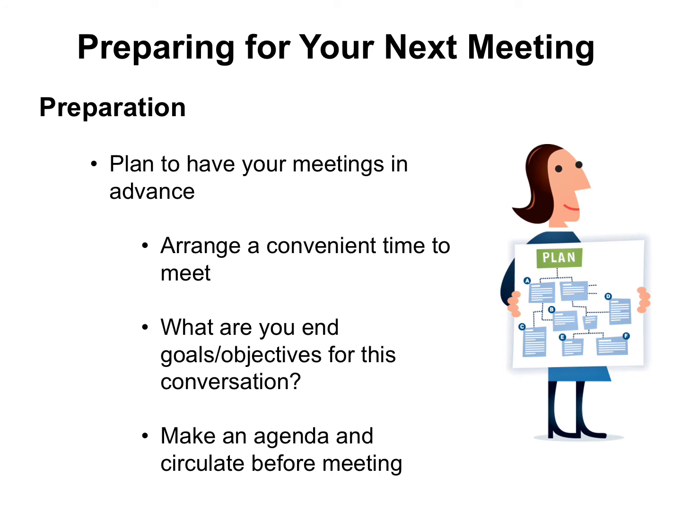Preparing for your meeting is key. Make sure that you plan your meetings in advance. Speak with your supervisor and arrange a time that is convenient for you to meet with them. Once you've agreed that time, think about what goals and objectives you want to have set by the end of that meeting. And in order for that meeting to keep to time and on track, make an agenda and circulate it before the meeting.